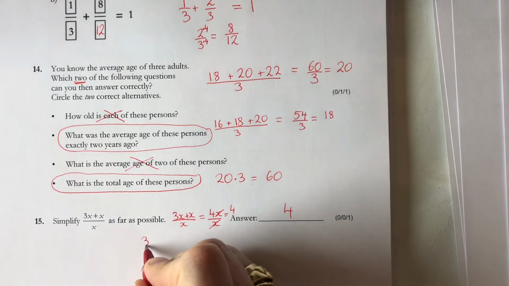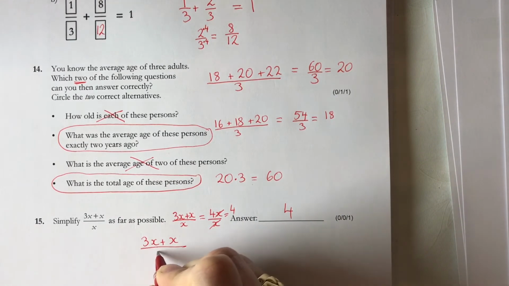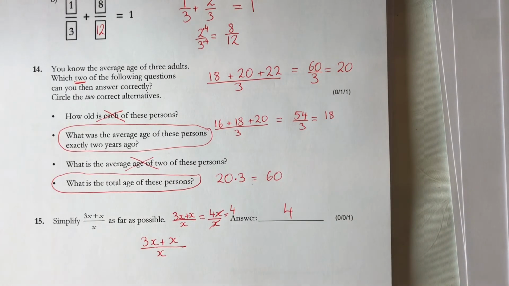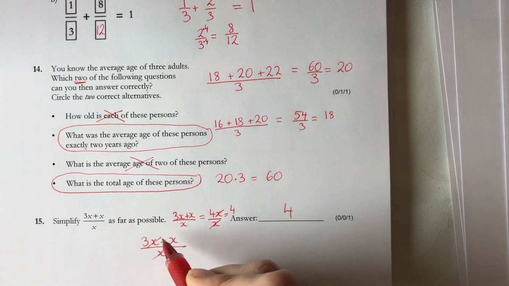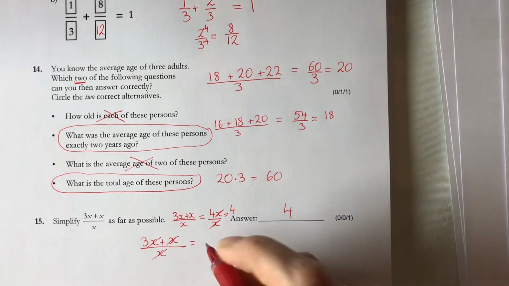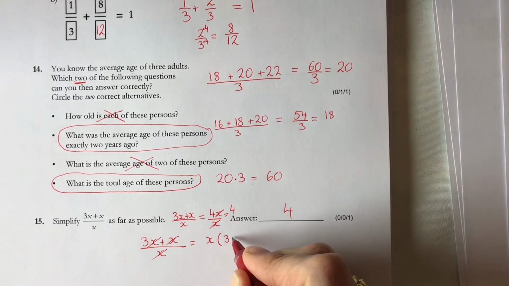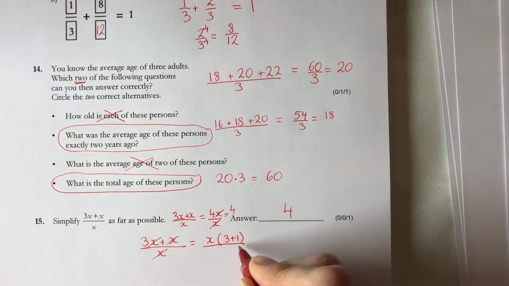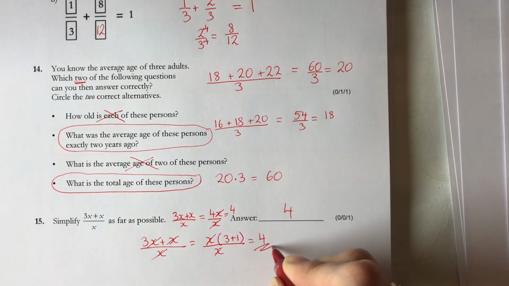Another way of doing it is to think we have 3x plus x divided by x. This is a little bit riskier, but it's still possible to do this. We have x here and an x there and an x there. So we could actually rewrite that expression as x multiplied by 3 plus 1, divided by x, which would give us that the x's cancel, and our final expression would be 3 plus 1, which would be 4.